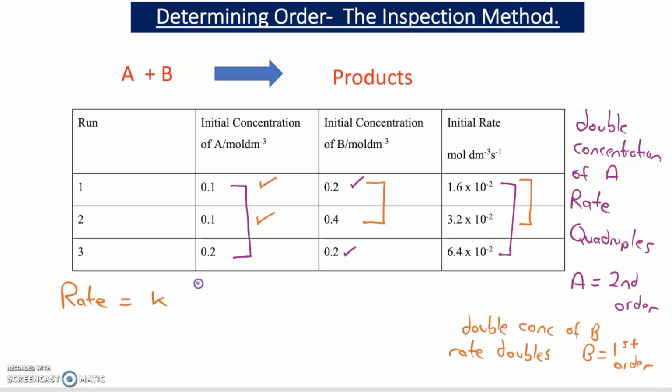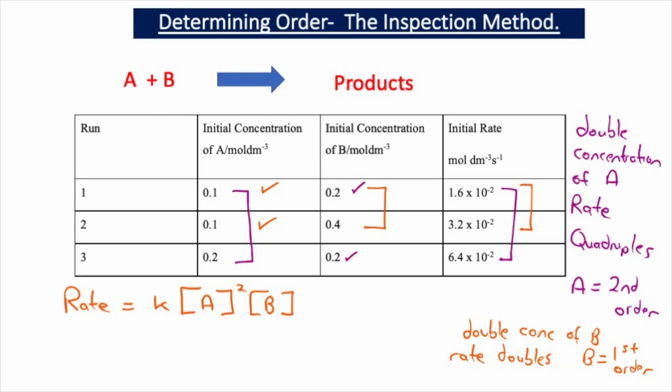Therefore, as it's second order with respect to the concentration of A and first order with respect to the concentration of B, we can write the following rate equation. Rate is equal to K, the rate constant, times the concentration of A raised to the power 2, times the concentration of B, and it would be raised to the power 1, but we don't need to write the 1 in because it's first order. So rate is equal to K times the concentration of A squared times the concentration of B. And that is our rate equation that we've determined from the table of experimental data.